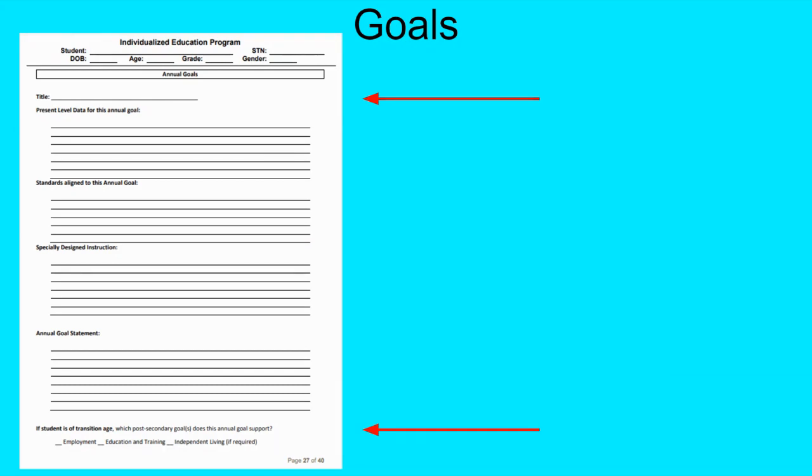If a student is of transition age, then obviously you're going to need a transition goal to put in there, especially if they have difficulty with independent living skills. You would need a goal for that.